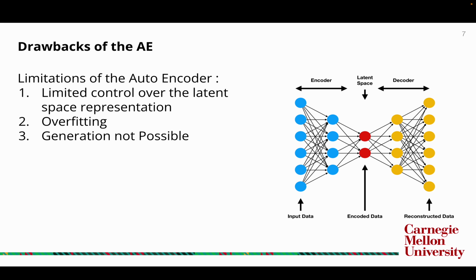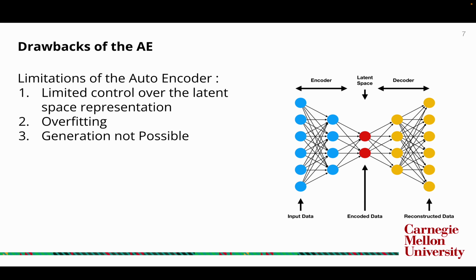The first limitation is the lack of control over the latent space representation. Autoencoders are not designed to control or interpret the latent space directly. This means that we cannot easily manipulate the encoded data to change specific characteristics in the output. The second limitation is overfitting. Autoencoders can easily overfit the training data, especially when the dimensionality is high. Hence, the latent representation becomes useless.